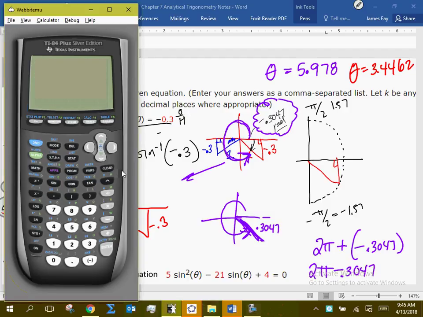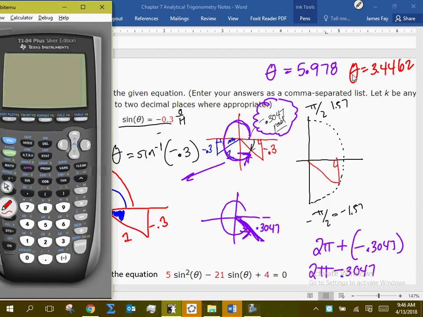How can I check myself? I now have my thetas, right? I now have my thetas that should be the input for that right there to get this output. So shouldn't I be able to take sine of 5.978? Make sure I'm in the right mode. Oh, man. Did I do anything wrong with those numbers? I don't think I ever used. No, I think it should be all right.